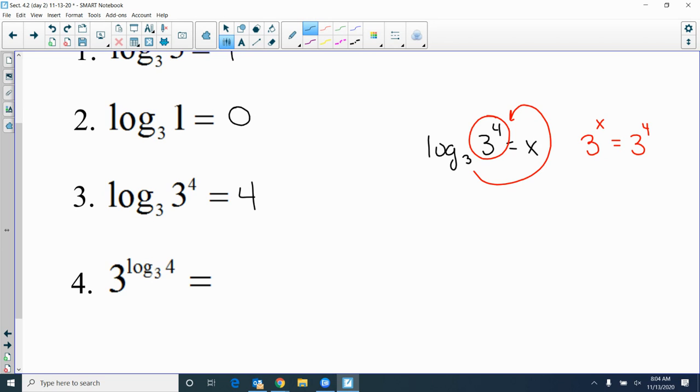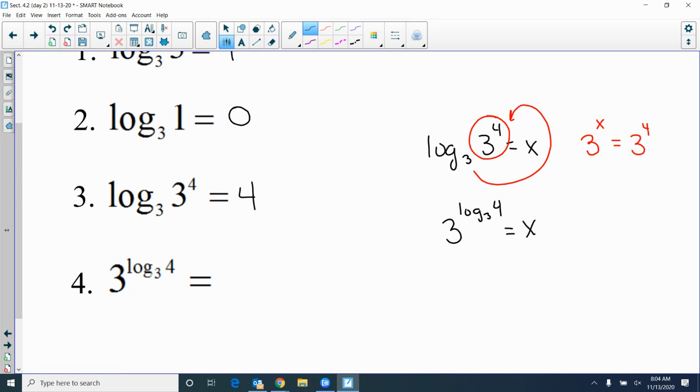How about 3 to the log base 3 of 4? All right, write that in. So 3 to the log base 3 of 4 has to equal a number x. Write that in exponential form. Or excuse me, write that in log form.